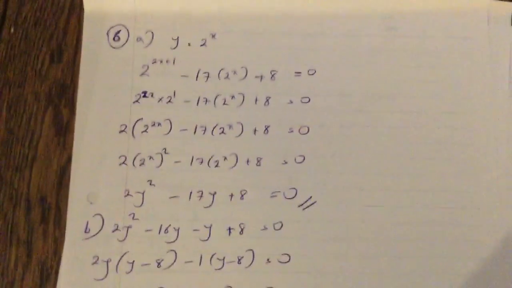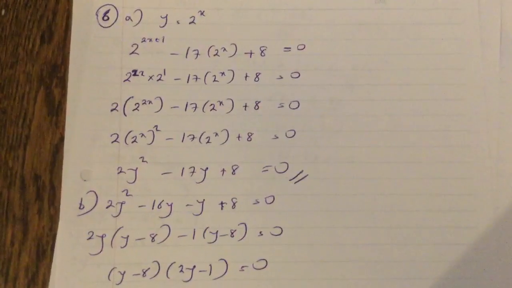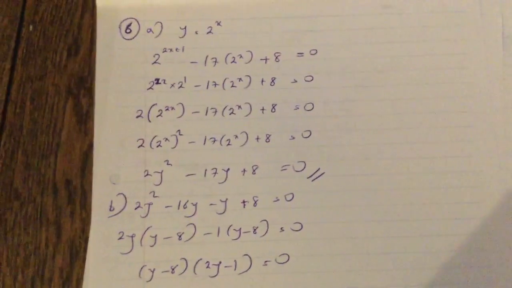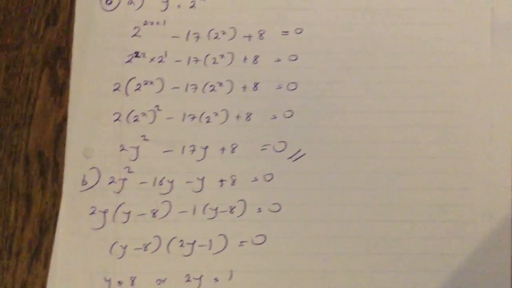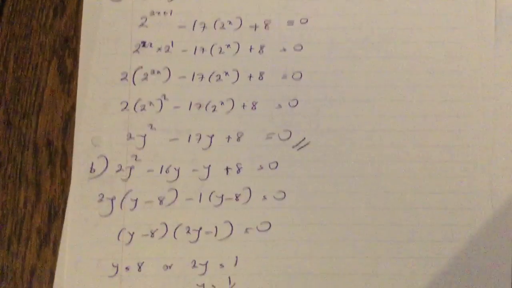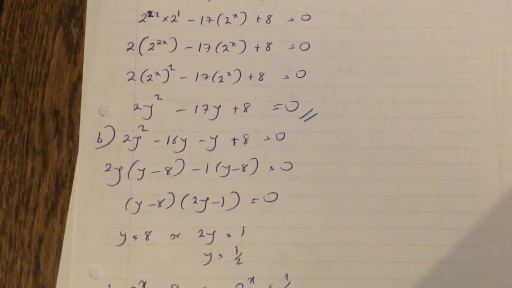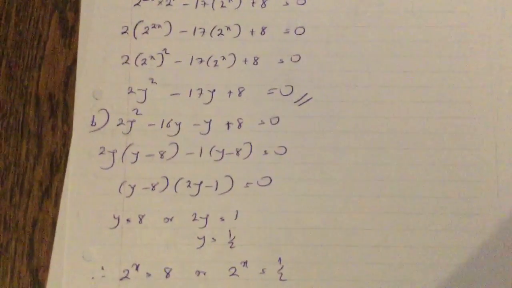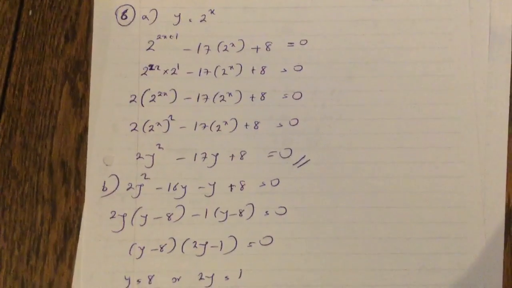So question 6. So y equals 2 to the x, so that means 2 to the 2x minus 2 to the 2x plus 1 minus 17 times 2 to the x plus 8 equals 0. So if you split this into 2 to the 2x times 2 to the 1 first, it becomes 2 times 2 to the 2x, and then it will be 2 bracket 2 to the x squared, and then it becomes 2y squared minus 17y plus 8. So just go through the steps again slowly if you don't understand it.